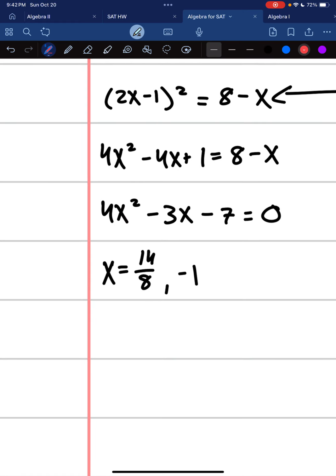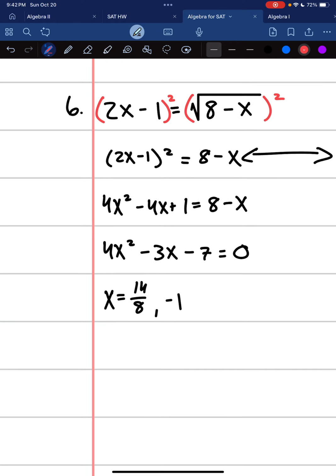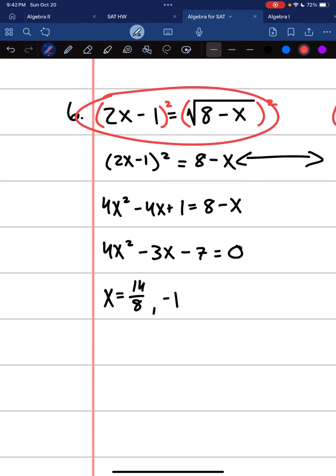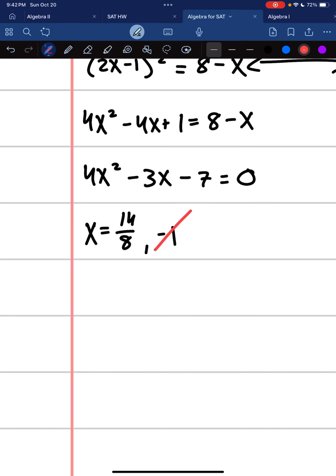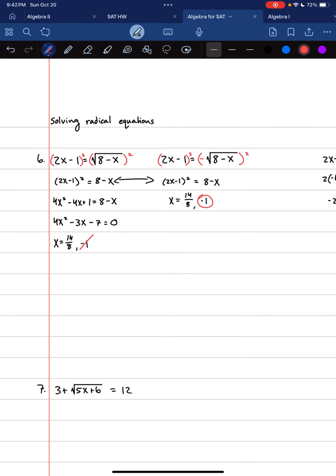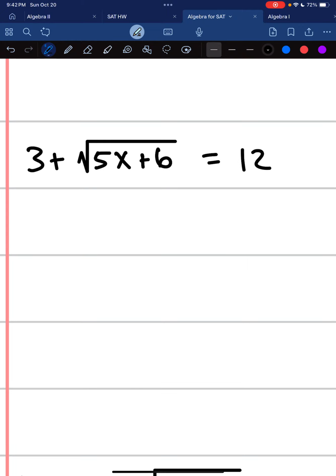So over here, we tested x equals 14 over 8 and x equals negative 1 on our original equation, and we found that only x equals 14 over 8 works. x equals negative 1 does not work, so that's an extraneous solution, and we don't count it. So then our only solution is x equals 14 over 8. Okay, now let's try this one.